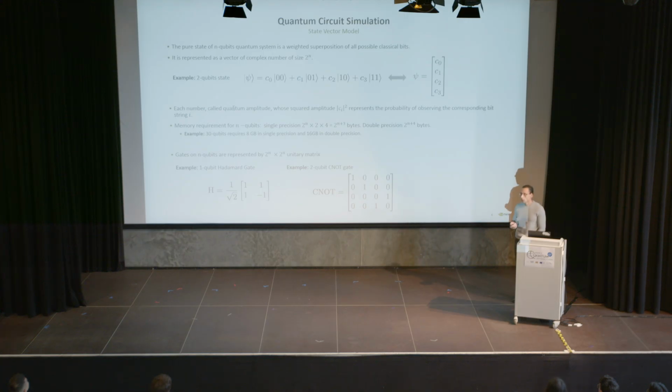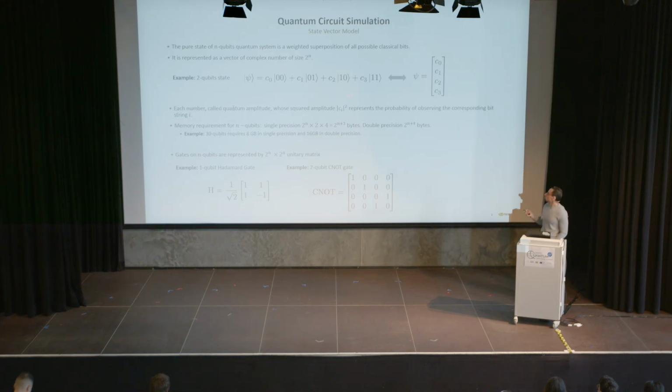Mathematically, the state of a quantum circuit is a complex linear combination of all possible bit strings. State vector simulation takes a direct approach to this by representing the state with a vector of 2 to the power of n complex numbers. So for a 2-qubit state, that would be 4 numbers corresponding to the bit strings 00, 01, 10, and 11. Each of these numbers is called an amplitude, and its magnitude squared represents the probability of measuring the corresponding bit string.